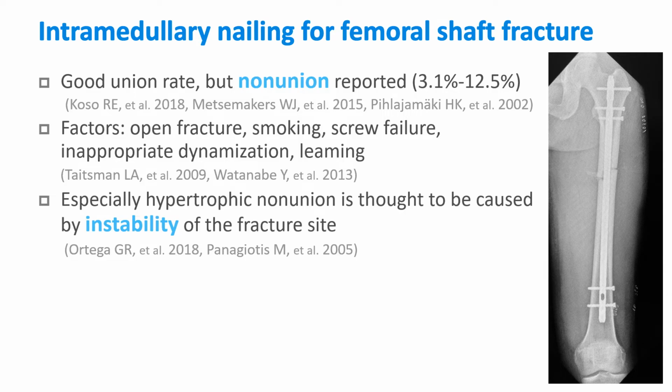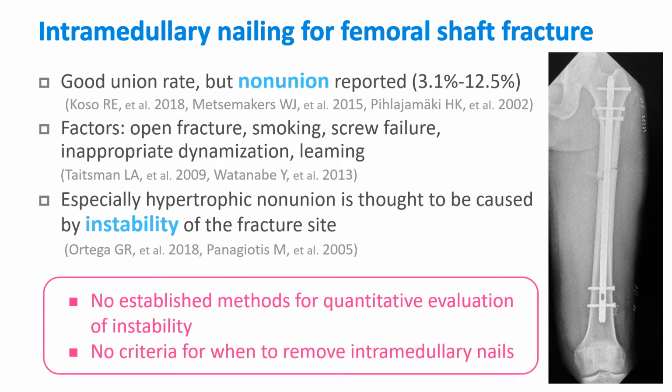Although intramedullary nailing for femoral shaft fracture has a good union rate, 3 to 12% of patients have non-union. These factors include mechanical ones, and especially hypertrophic non-union is thought to be caused by fracture site instability. However, there is no established method for quantitative evaluation of postoperative instability, and no clear criteria for when to remove an intramedullary nail.